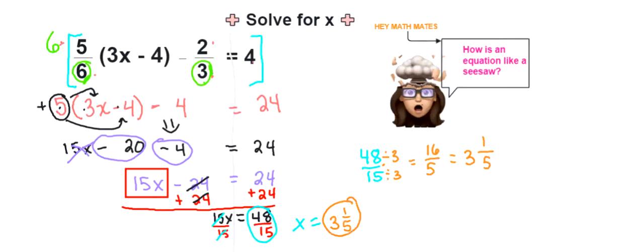Now let's take a look at what Betsy asked. How is an equation like a seesaw? It only works when both sides are balanced. I love it. I know it's a little corny, but it's something, right? Let's have some fun here. Let's relax a little bit.